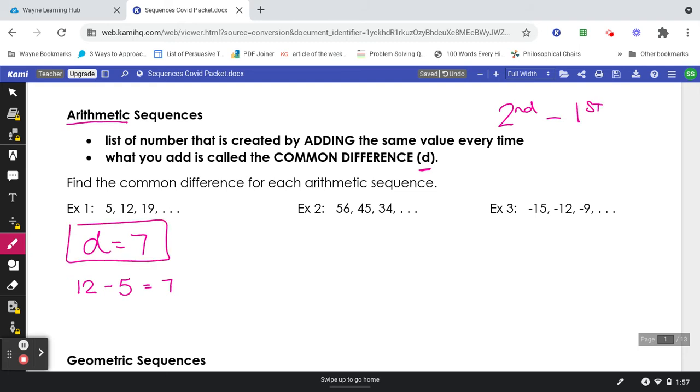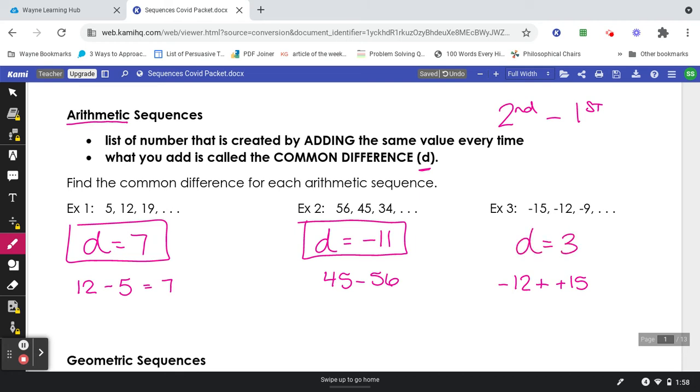All right, for the second one, again, I'll do the second term minus the first term, 56. And this is going to give me a negative number, which means I'm actually subtracting 11 to go from one term to the next. Example number 3, I've got some negatives here, so I'm going to be really careful. I'm going to do negative 12, the second term, minus the first term, negative 15. So notice that double negative there. You can type that in as a plus in your calculator, add those together, and you would get 3. Positive 3, you are adding 3. Your numbers are getting bigger.